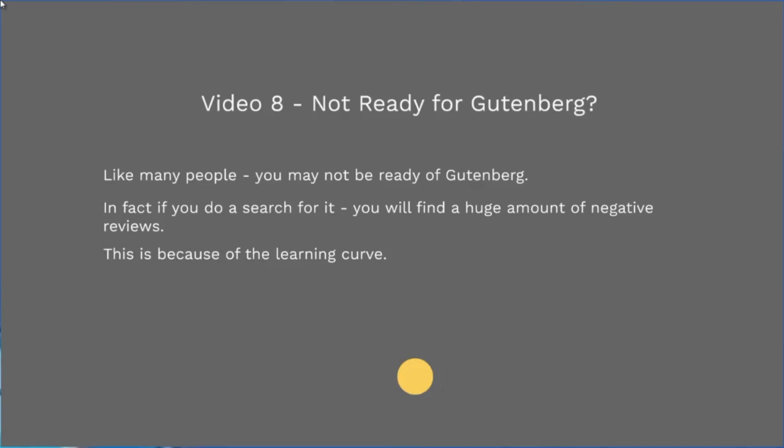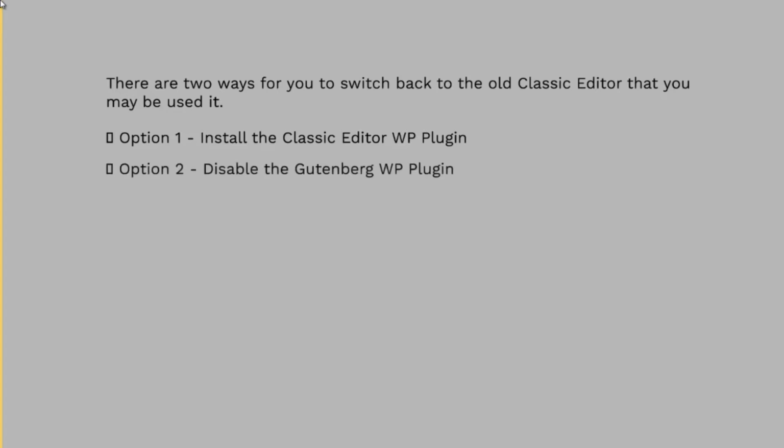But let's say, for example, you have a client who has a website and they just don't want to go over the learning curve and they're editing the site themselves and they're just frustrated and they're like, I want to go back to the classic editor. If that is the case, then I'm going to give you some options. There are 2 ways for you to switch back to the old classic editor that you may be used to. Number 1, option 1 is to install the classic editor WordPress plugin. And number 2, you can disable the Gutenberg WordPress plugin.